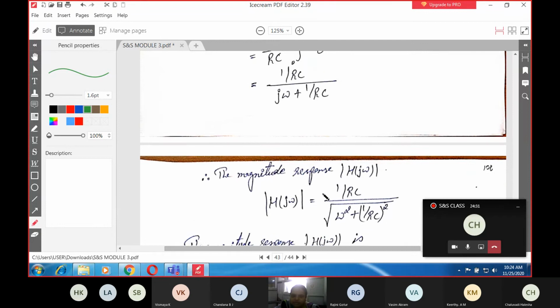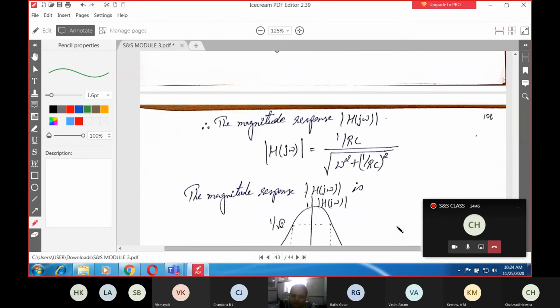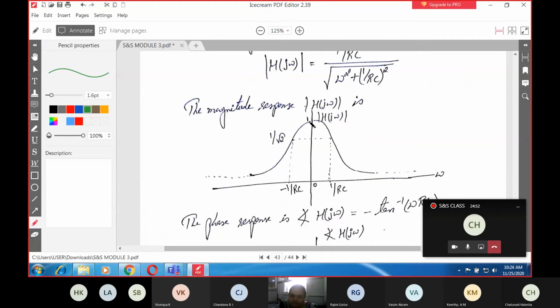Then what is the magnitude? 1 by RC is a constant that you have to keep as it is, and the denominator part is the square root of real square and imaginary square, that is omega square plus 1 divided by RC whole square. When you plot the graph for this, you'll get it like this. At 0 you'll get the maximum as 1, and at minus 1 by RC and at 1 by RC you'll get 1 divided by root 2. Just substitute the omega values here and you'll get this graph.